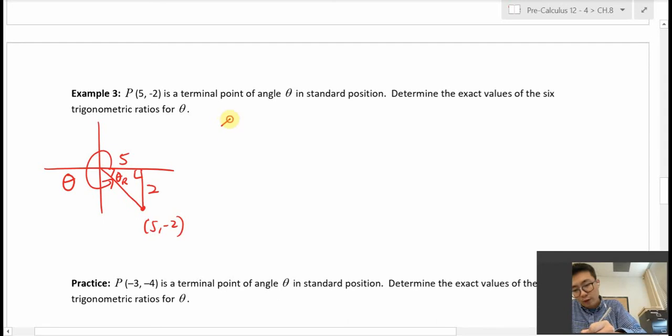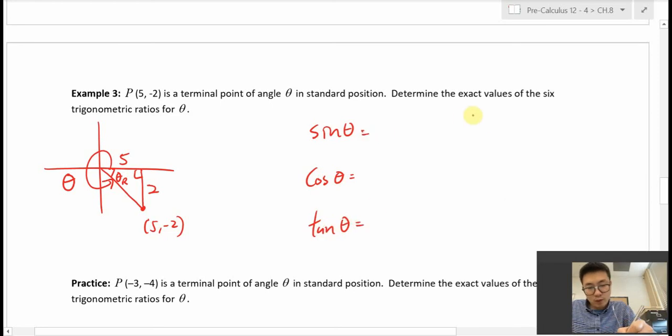So now we are looking for sine theta, cosine theta, tangent theta, and the reciprocals of these: cosecant theta, secant theta, and cotangent theta.